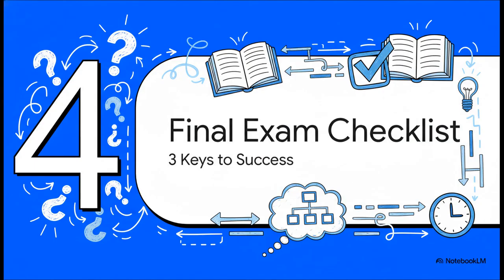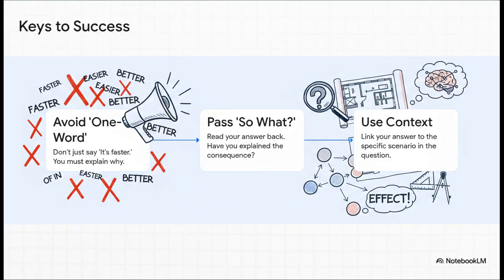Okay, so when you're sitting in that exam hall and you see the word explain, what do you need to remember? Let's put this all together in a final, super simple checklist. Here are your 3 keys to success. Number 1, avoid those vague one-word answers like faster or easier. They're not enough. 2, always apply the so what test. Ask yourself, have I actually explained the consequence? And 3, make sure you link your answer to the specific context of the question, just like we did with the architectural floor plan in our example.